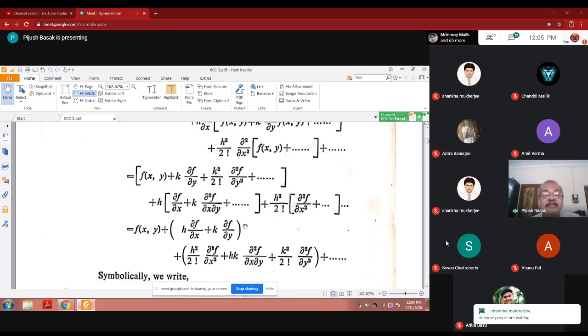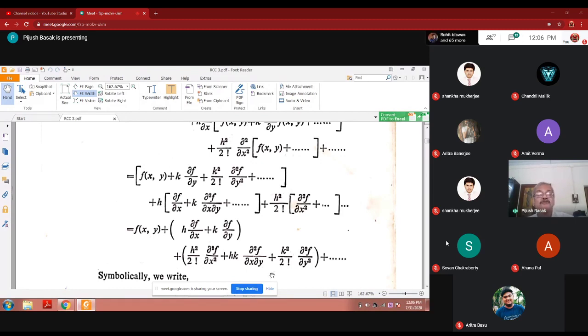So the ultimate result, you can understand clearly, is f(x, y) plus bracket h del f del x plus k del f del y. We have just clubbed the similar terms. We get h del f del x plus k del f del y, plus other terms: h square by factorial 2 del square f del x square plus hk del square f del x del y plus k square by factorial 2 del square f del y square.